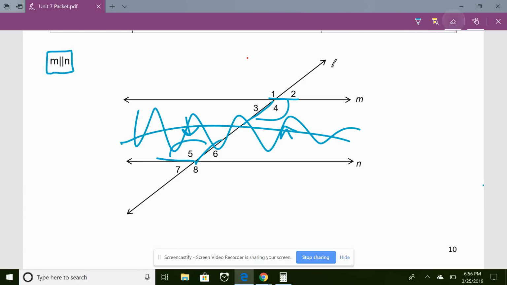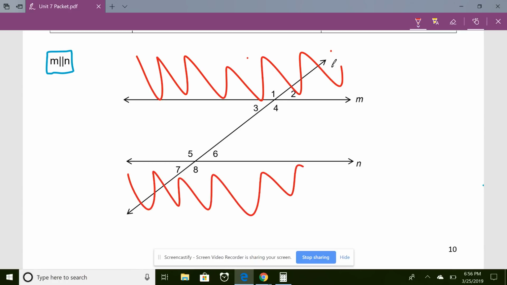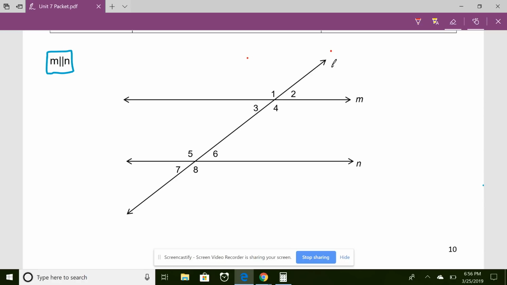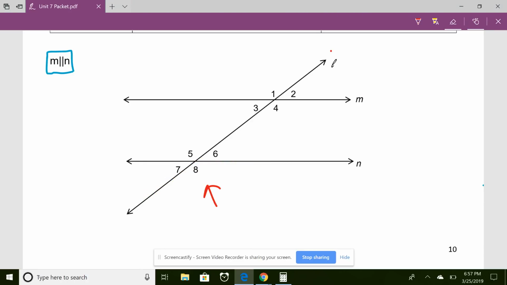Now, alternate exterior. Remember, alternate means on opposite sides of the transversal. Here's my transversal, and here's my exterior, all this area. The two angles in the alternate exterior are angle 1, which is on the left, and angle 8, which is on the right. Alternate, left and right, and in the exterior. Alternate exterior angles are also congruent. Here's another pair, angle 2 and angle 7: opposite sides of the transversal and in the exterior.